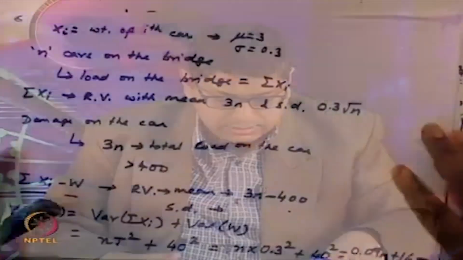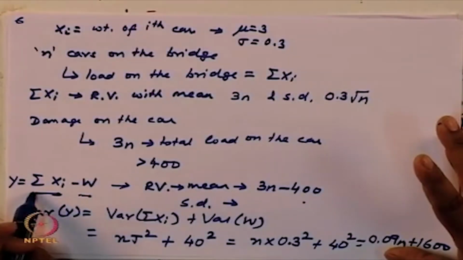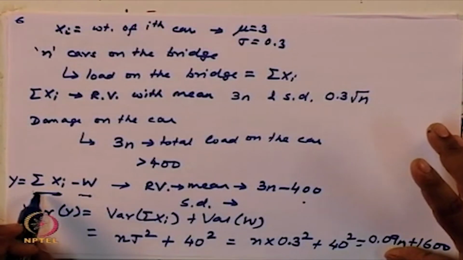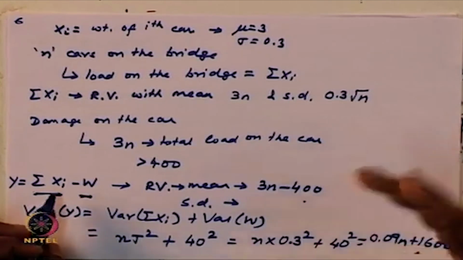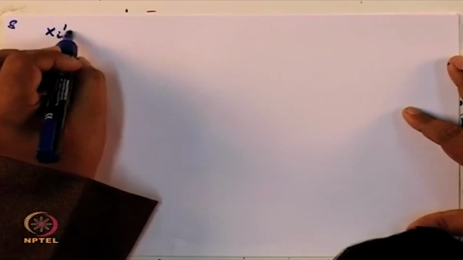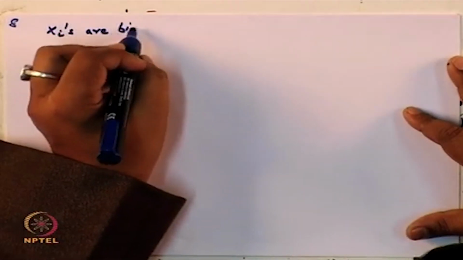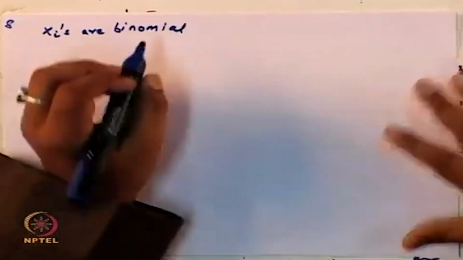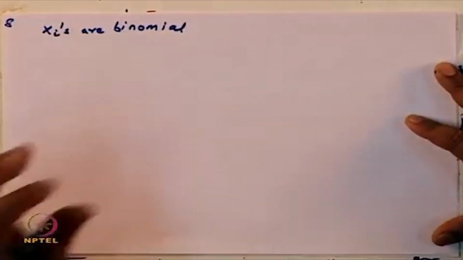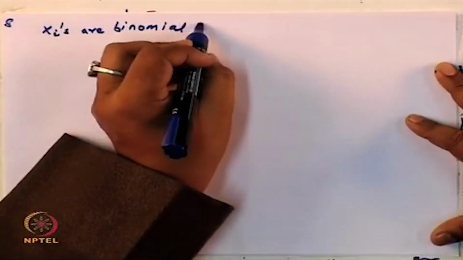So, here we made use of central limit theorem, but we first defined our random variable y as the difference between the total weight of the cars on the bridge and the weight that could be withstood, because we are calculating the chance of damage. Now, imagine the xi's are binomial random variables. X can follow any distribution. Let us assume that xi's are binomial random variables.